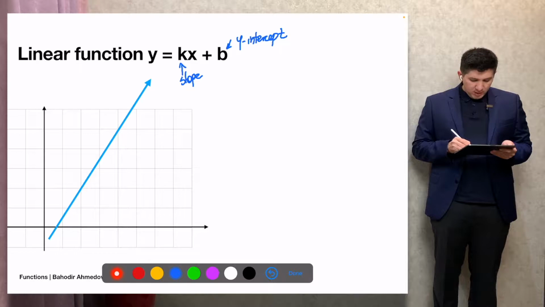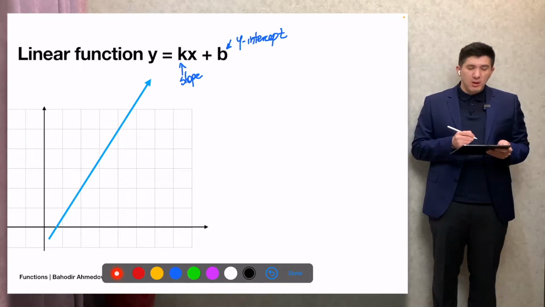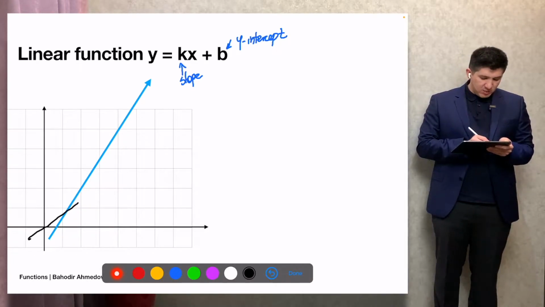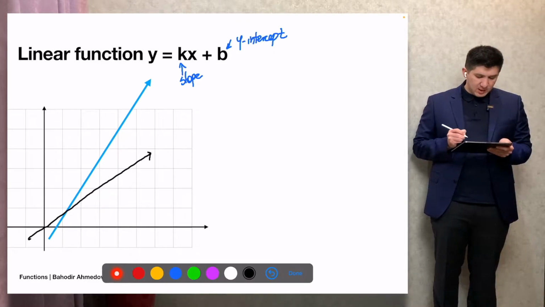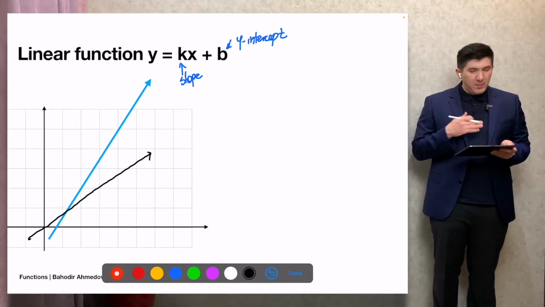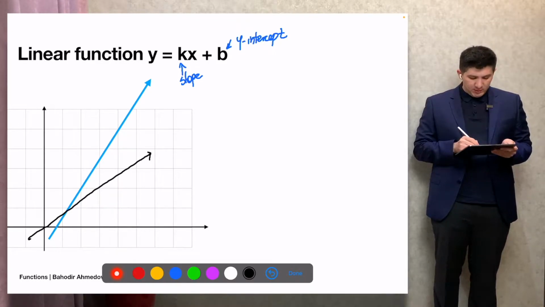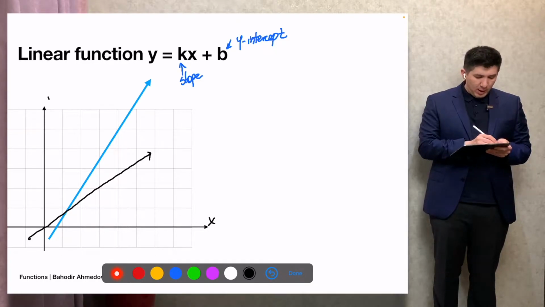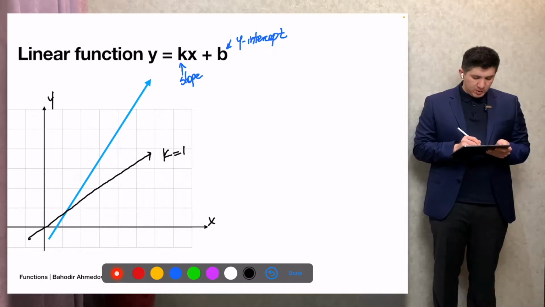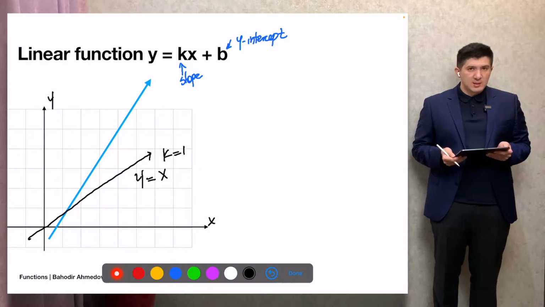The main diagonal linear function is the function which splits the first quadrant exactly into two, passing exactly through the middle between the x-axis and the y-axis. For this line, the slope is equal to 1. So the form of this function is simply y is equal to x.